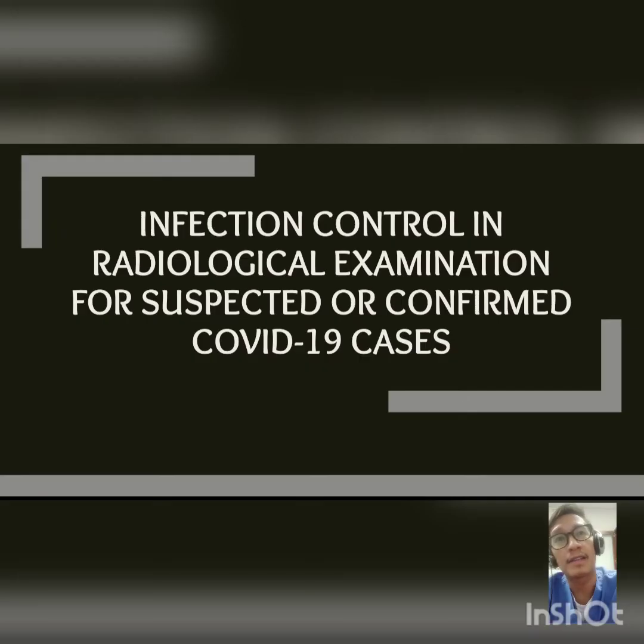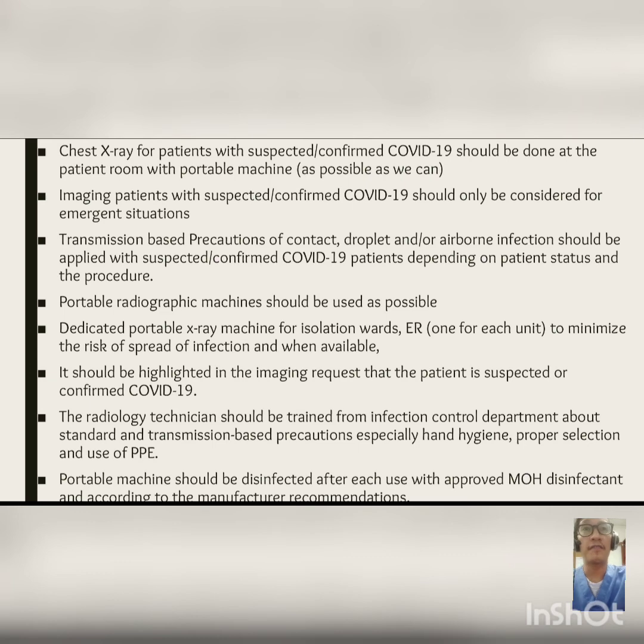Now, we also have guidelines on infection control in radiological examination for suspected or confirmed COVID-19 cases. Chest x-ray for patients with suspected or confirmed COVID-19 should be done in the patient room with a portable machine as much as possible. We discussed a while ago that any diagnostic procedures or transporting of the patient outside his or her room should be done only as necessary. Imaging patients with suspected or confirmed COVID-19 should only be considered for emergent situations.